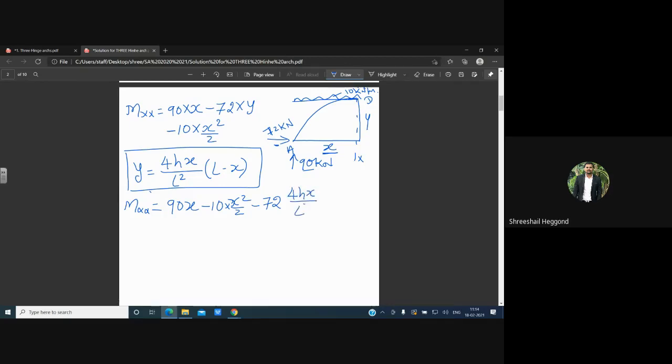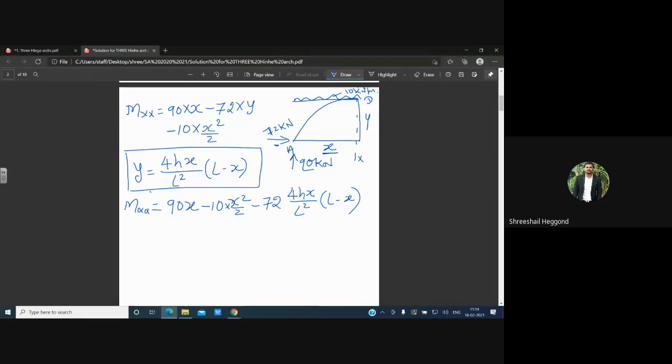Here we don't know the x value. The L value for our structure is known, that is 24 meter. L is the given span, and the h value is also given, that is 5 meter rise. Substitute those values, and the only unknown will be x. Okay? Substitute that.